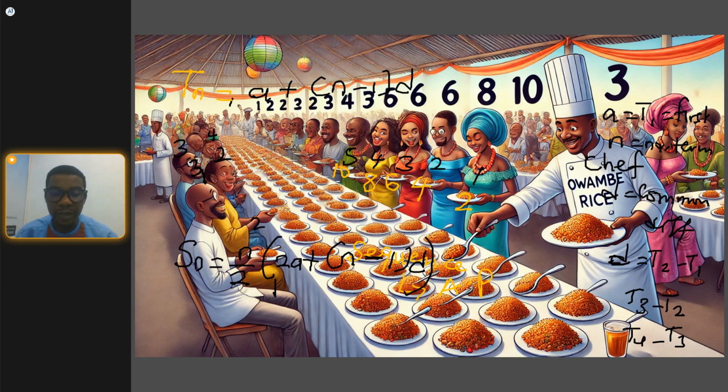Okay, so today the basic thing we want to do is to solve questions on arithmetic progression, majorly questions that have to do with UTME questions. We have a number of questions that we are going to be solving under arithmetic progression. So let's go into that.